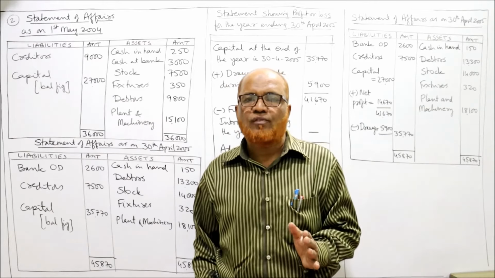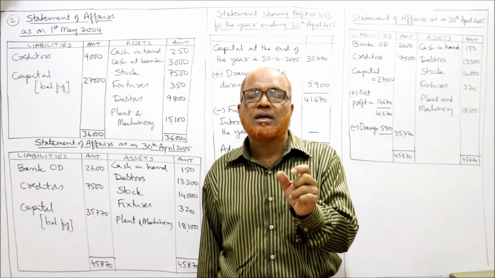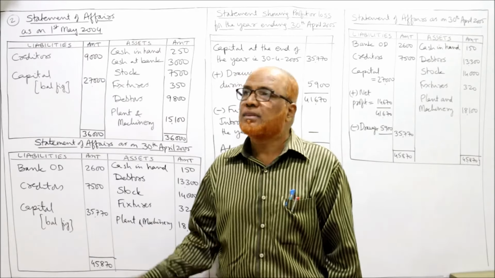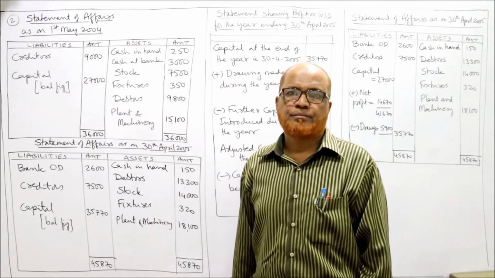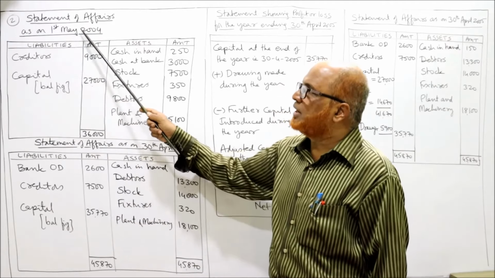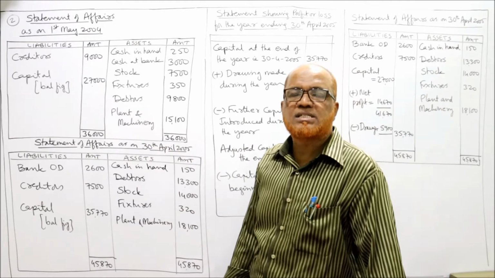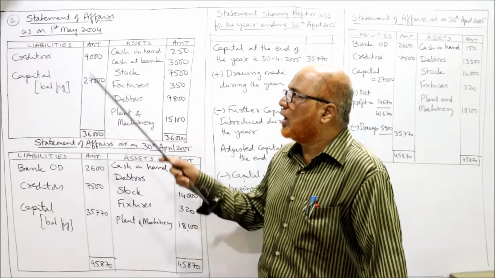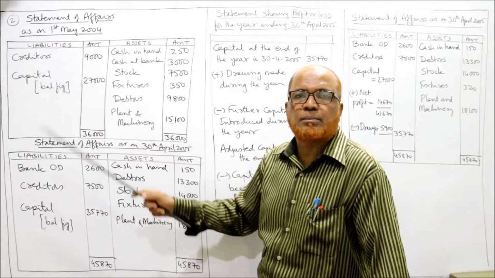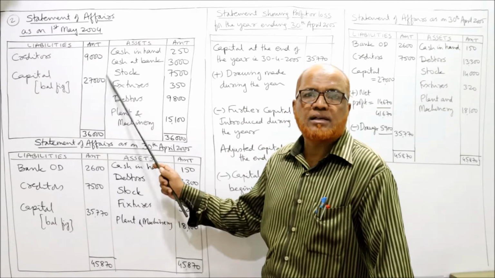So first of all, we find out the capital at the beginning of the year by making a statement of affairs at the beginning of the year. Beginning of the year means 1st May 2004. So here, statement of affairs as on 1st May 2004. It is just like a balance sheet. All assets we have taken, all liabilities we have taken. But the purpose of making this statement of affairs is to find out the capital. To find the capital, we make the statement of affairs.